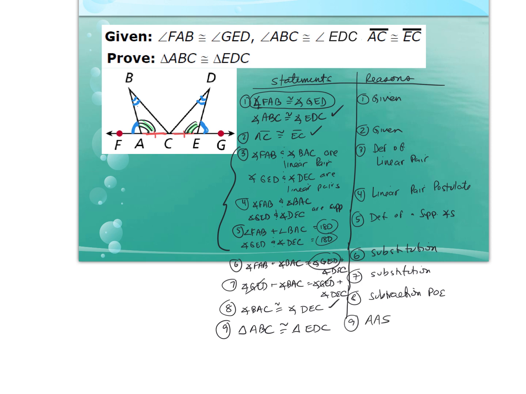Now it took a lot. Basically all of this went into proving that this angle right here was equal to this angle here. And that's a lot of work for that. But again, it's kind of how you have to do it.